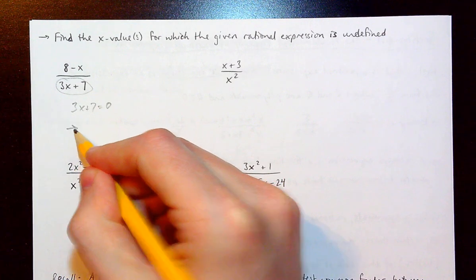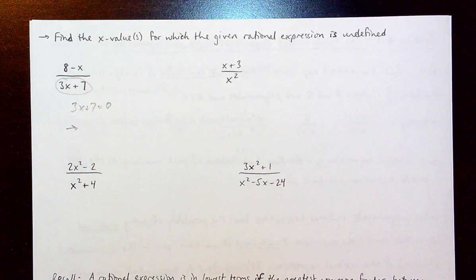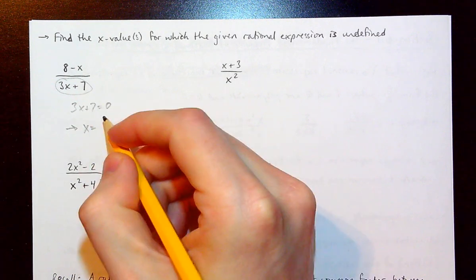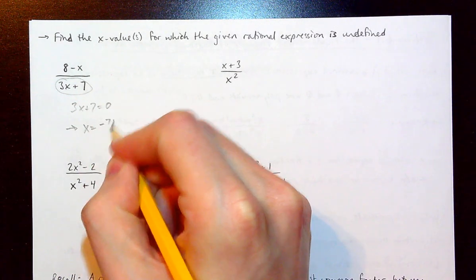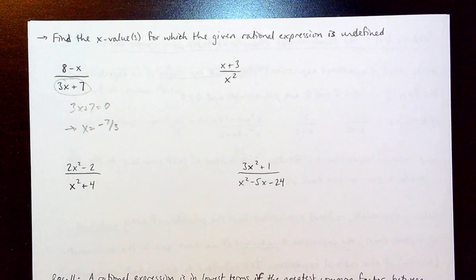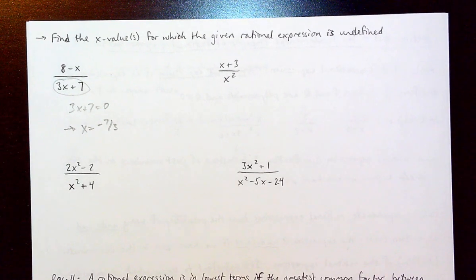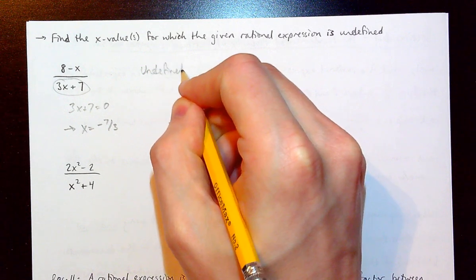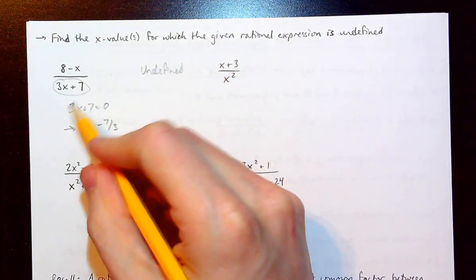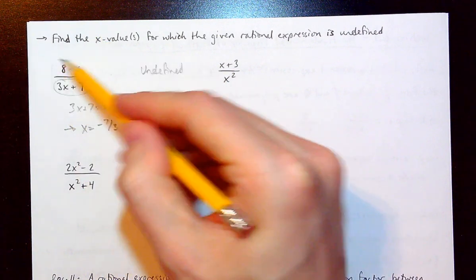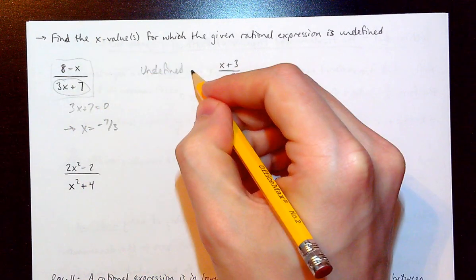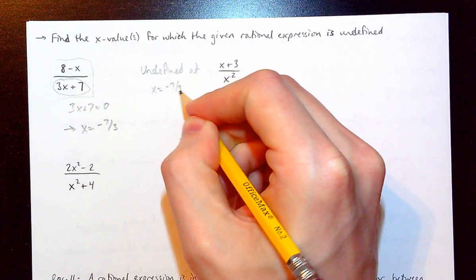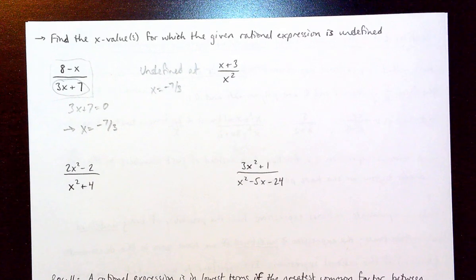And this is going all the way back to chapter 2, so we should be very comfortable with this by now. It's pretty straightforward and pretty easy to find that x is equal to negative 7/3. So this is the one x value that we cannot plug into this rational expression right here.